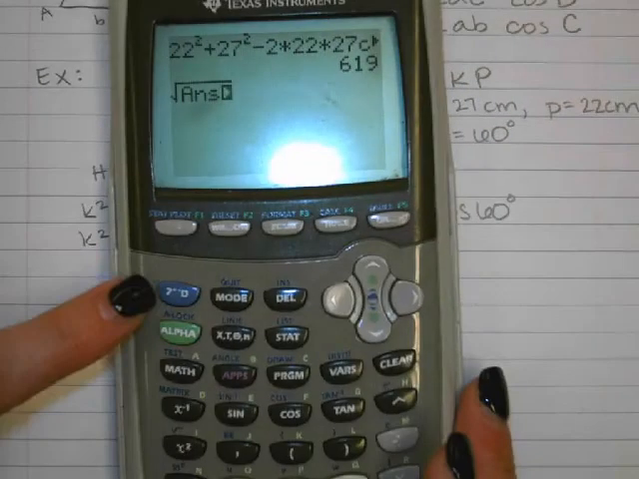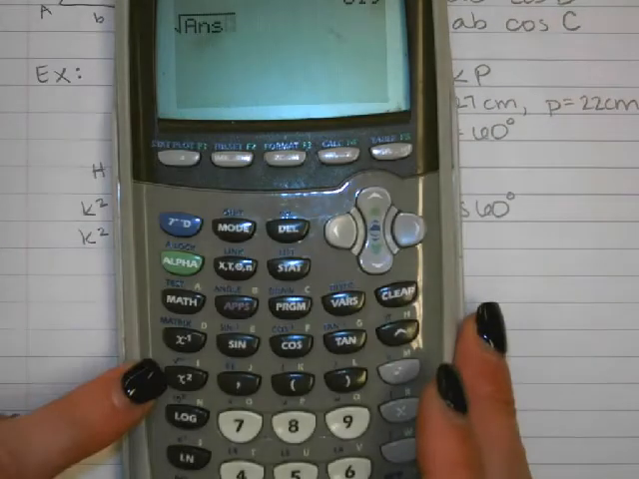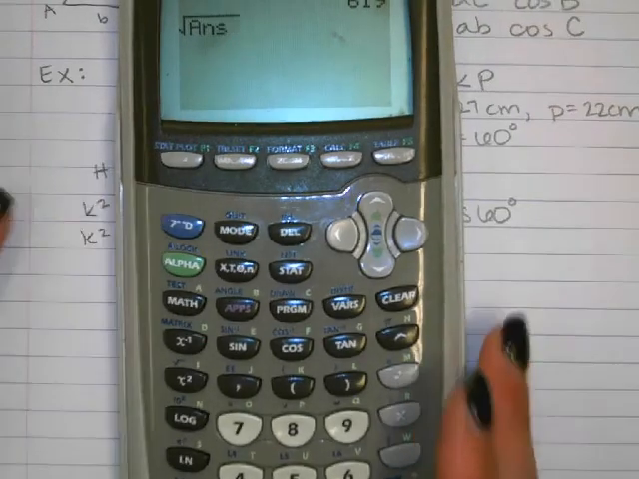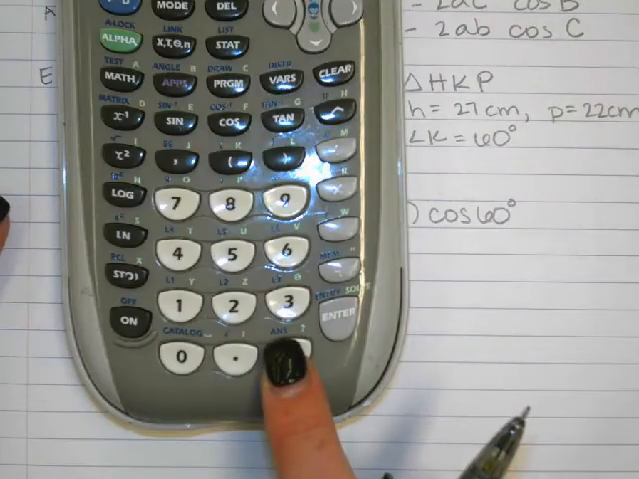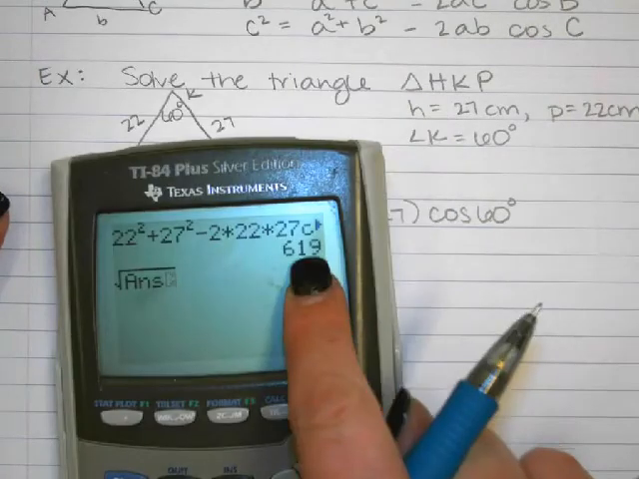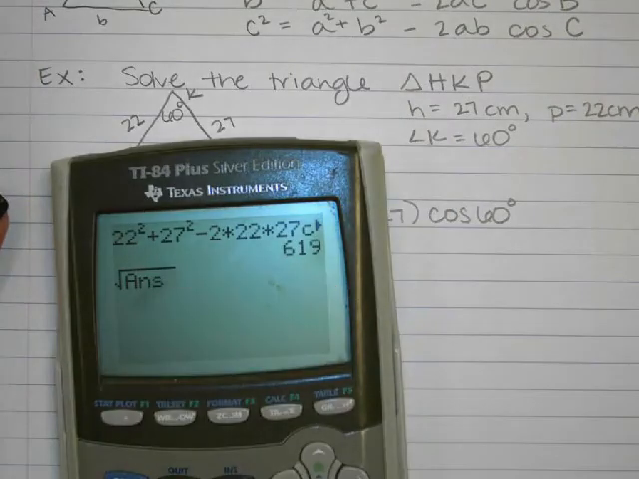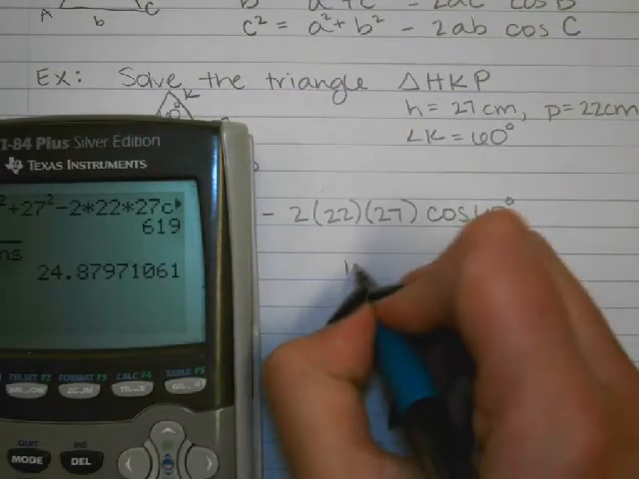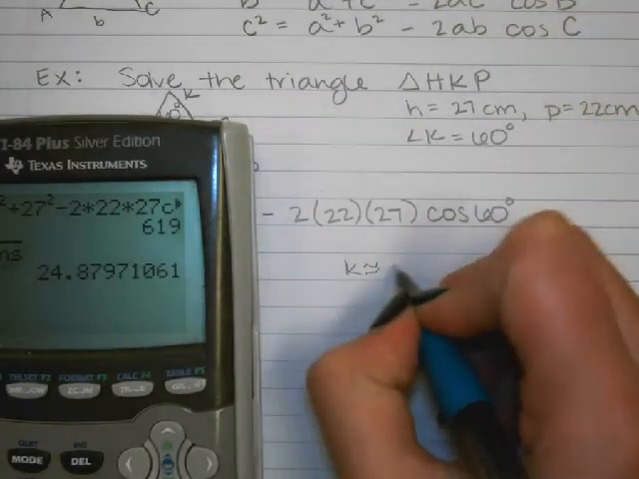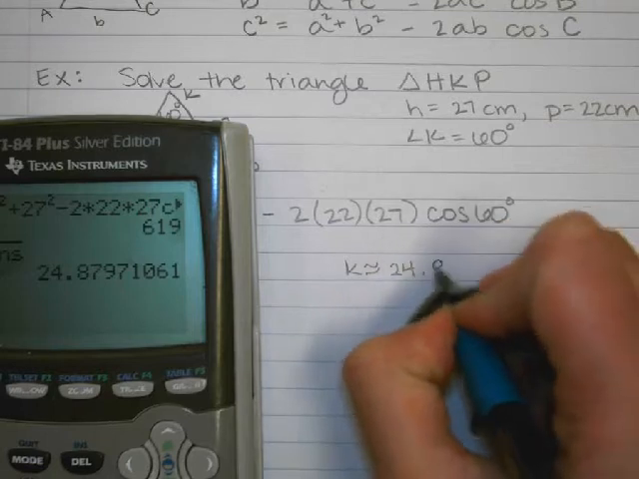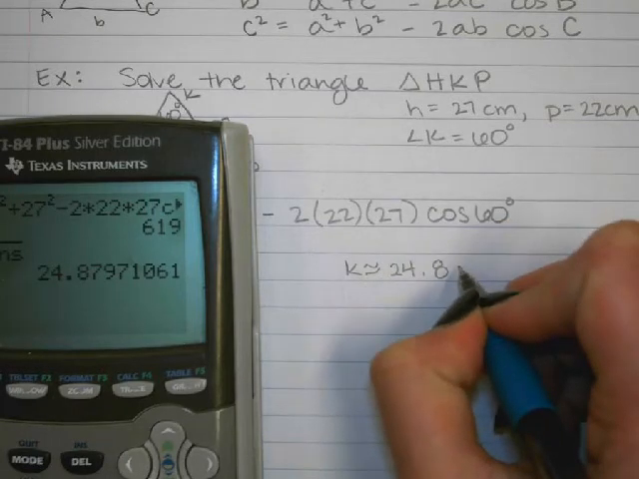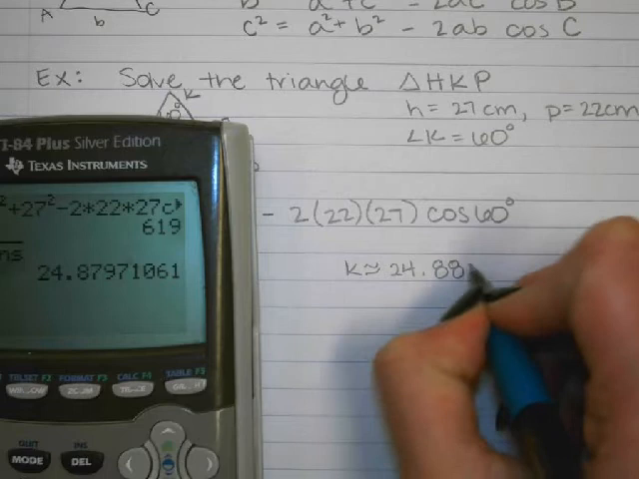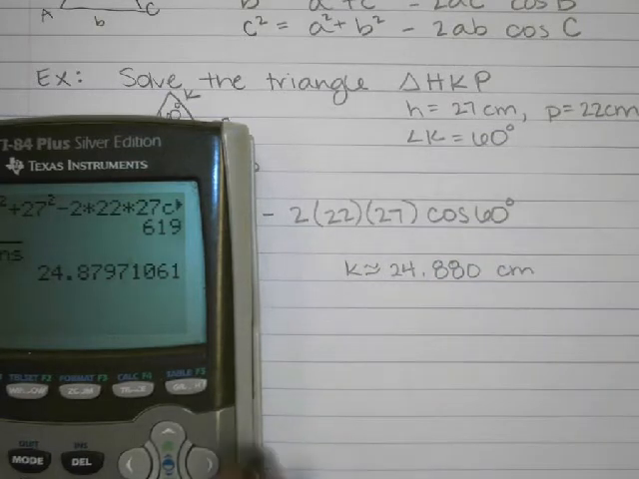So again, I did second and then square root, and then I hit second and answer. And what that does is that pulls the last answer that I got into the square root sign. All right, so that means that side K is approximately 24.8797, which is 24.880, and that's centimeters.